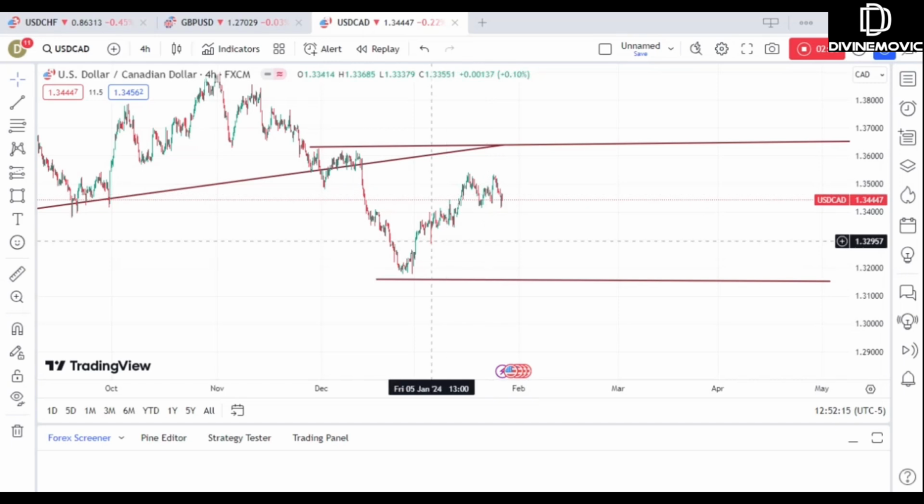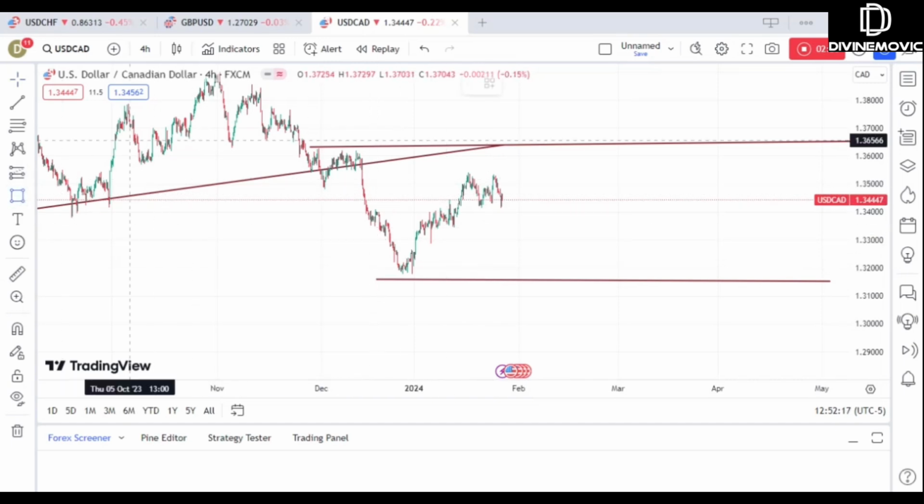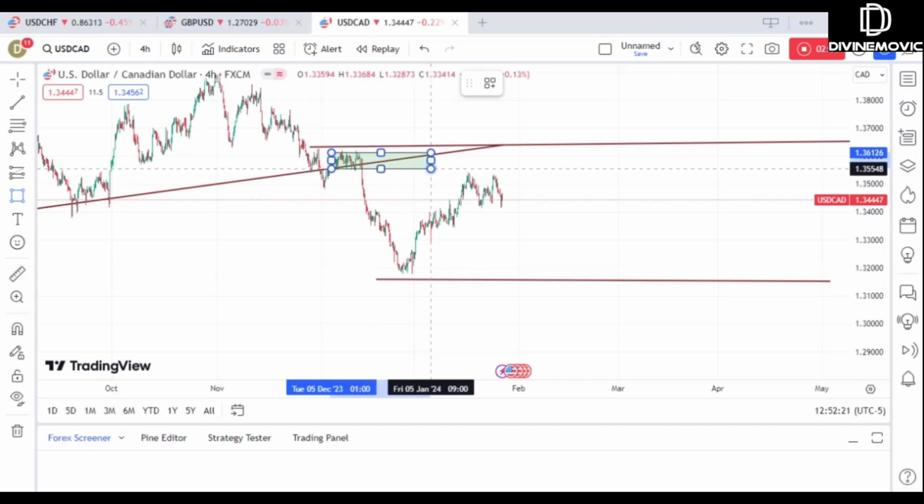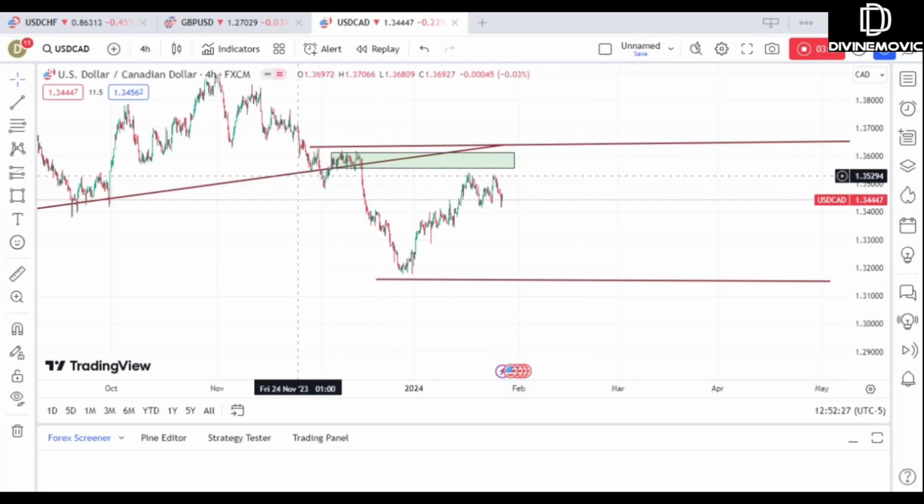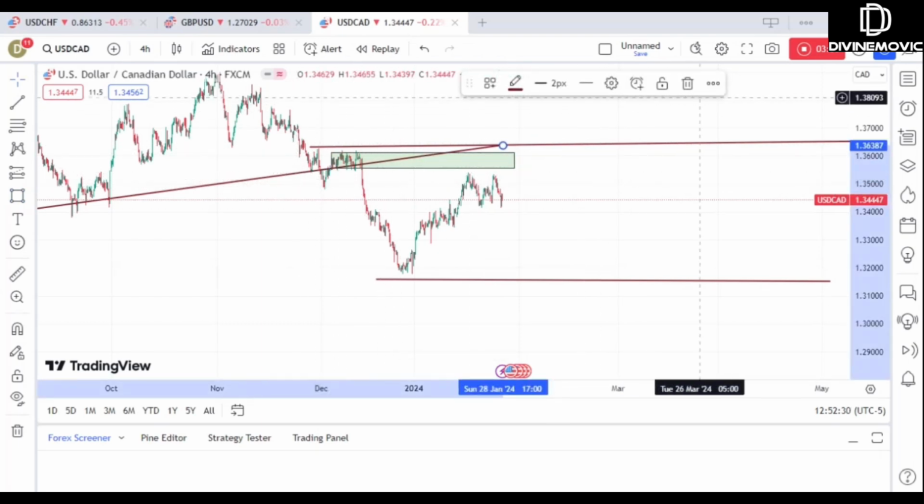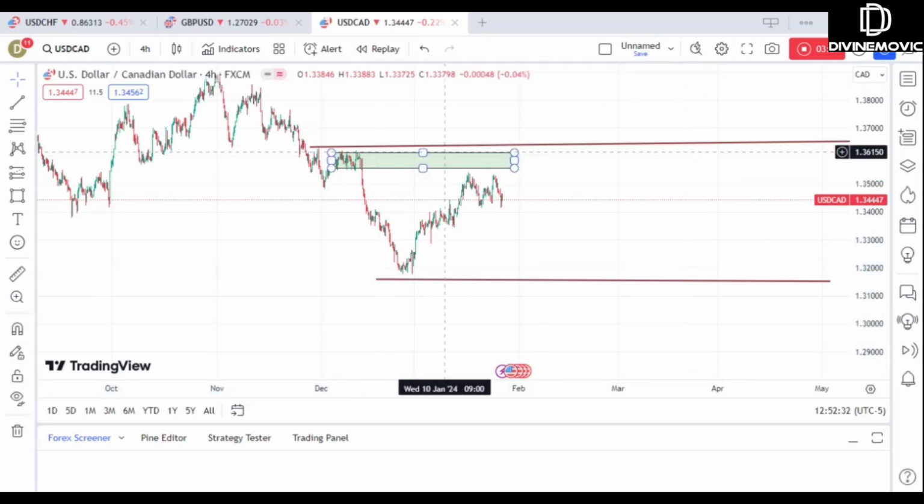So what's our point of interest? Our point of interest is simply at this area here. This is our point of interest. That means we are interested in what price is doing at this area here. Let me move this so we will not confuse ourselves. Now this area is simply our point of interest.